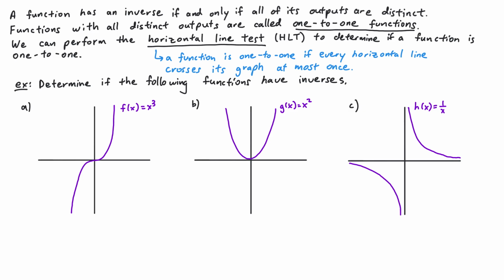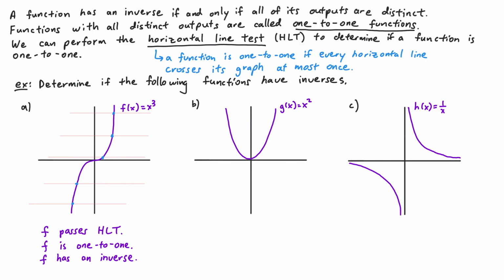So let's start with example A. Here we have the function f of x equals x cubed. To perform the horizontal line test, we just want to draw horizontal lines through our graph and see how many times these horizontal lines cross our graph. We see here that each of these horizontal lines just crosses our graph at one point. This tells me that our function passes the horizontal line test, which means that our function is one-to-one. And if it's one-to-one, that means our function has an inverse. Let's now move on to our next example.